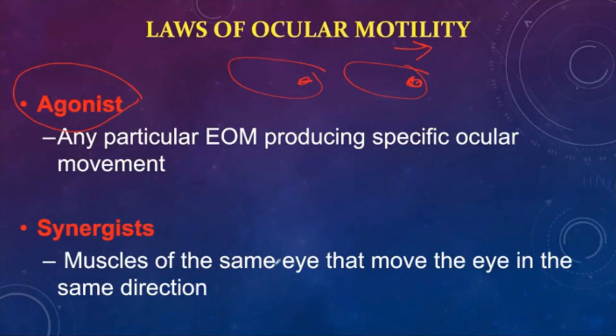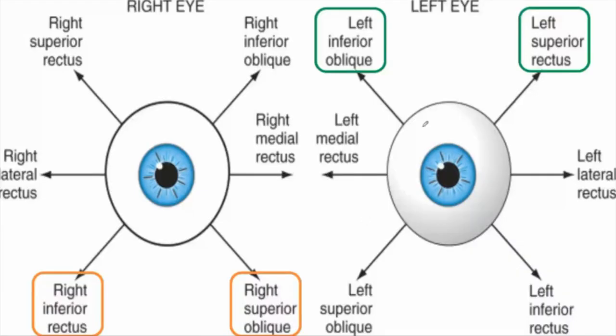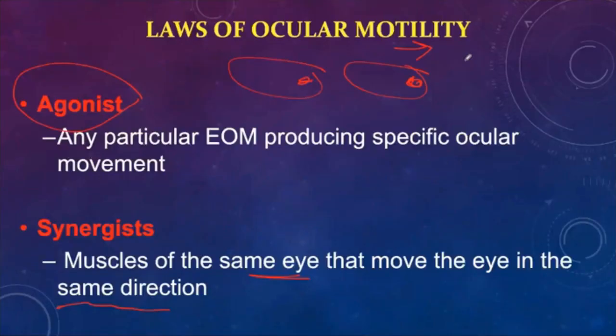Synergists are muscles of the same eye that move the eye in the same direction. Let's see an example. If the right eye is looking down, then the right inferior rectus and the right superior oblique are called synergists. They are both moving the right eye downward. If the left eye is looking up, then the left inferior oblique and the left superior rectus are synergists because they are both in the same eye and both moving the eye in the same direction. So again, synergists are muscles in the same eye that move the eye in the same direction.